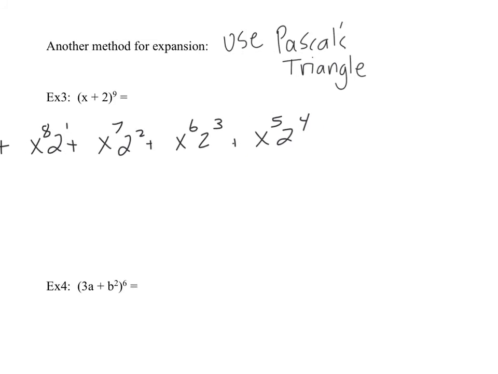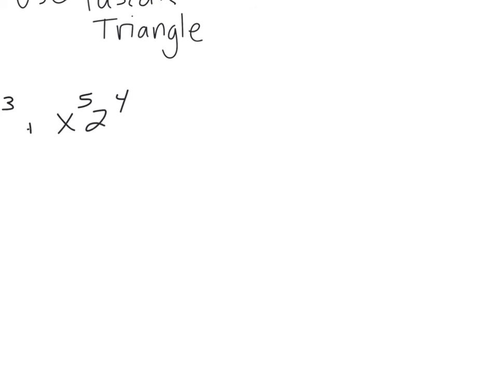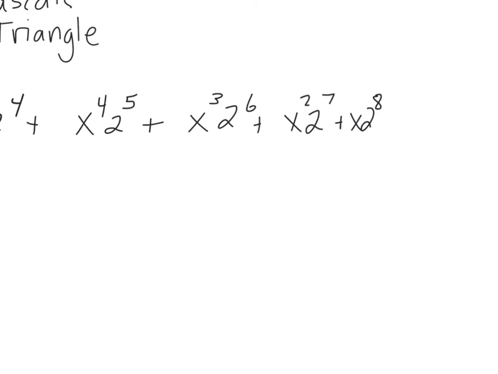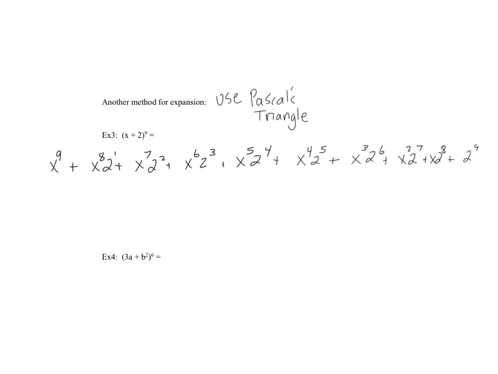And then these problems do take up a lot of real estate, so plan ahead as you work out your homework problems. So the next term will be x to the 4th, 2 to the 5th. There will be an x to the 3rd, 2 to the 6th, x squared, 2 to the 7th, x to the 1st times 2 to the 8th. And finally, our last term will be 2 to the 9th. So we have this whole big long string of numbers. We're not quite ready to evaluate yet.